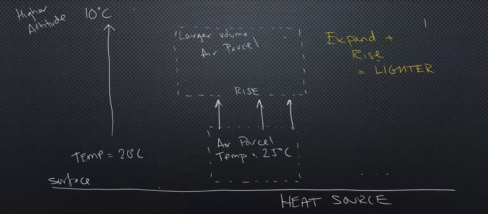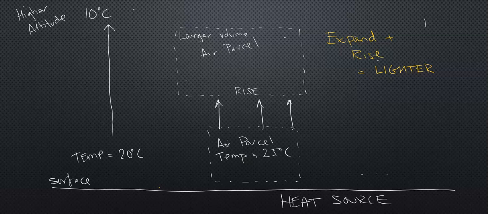So this hotter air parcel that was at the surface, where the environment or the atmosphere around it is 20 degrees Celsius as shown, but the air parcel itself, because of the addition of thermal energy, becomes 25 degrees Celsius, which is warmer than the air around it. It's going to rise due to the reasons I stated earlier.